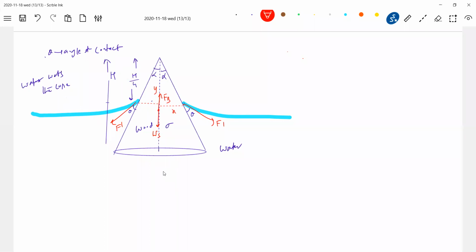3h by 4 let it be immersed. So we already know h by 4. So can we calculate x? So this will be tan alpha equal to x by h by 4. Then the force due to surface tension, how much should it be? The radius will become x, no? So therefore 2 pi x surface tension into cos theta.